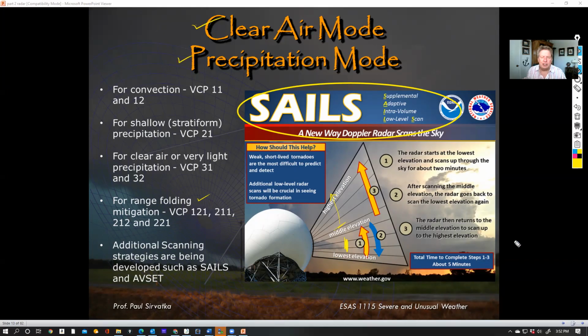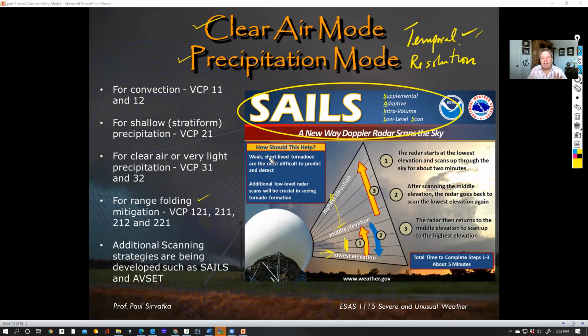So it takes 5 minutes to scan. The volume coverage is 5 minutes, but how often does the lowest elevation angle update? And the answer is every 2.5 minutes. So I get better, and if I want to be really cool, I will use this word: I get better temporal resolution, right? We've talked about spatial resolution. Now we're talking about temporal resolution with respect to time. And that helps a lot.